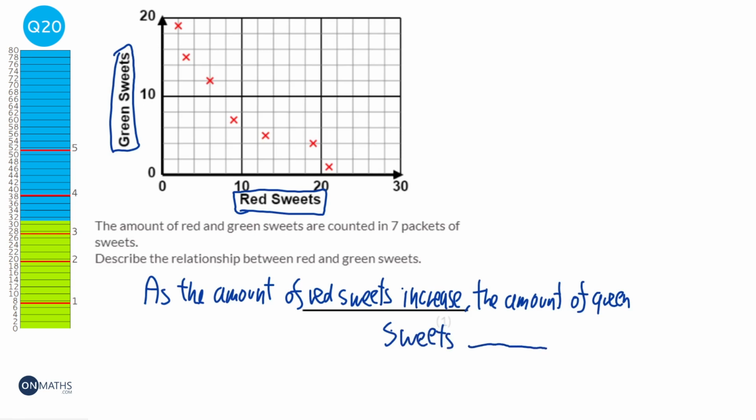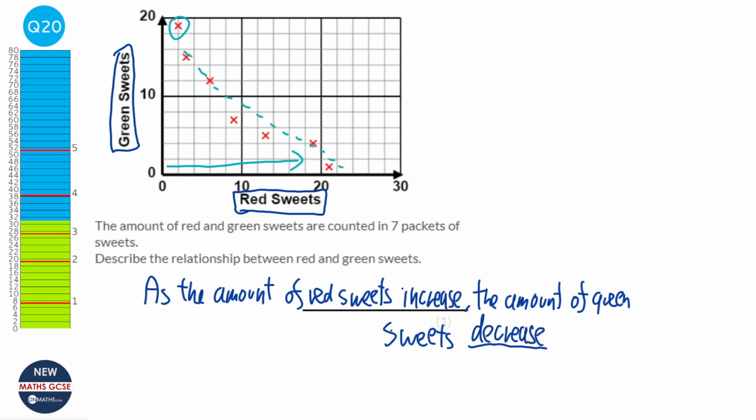So what we do is we look at what happens as we're going to the right. As red sweets increase, what's happening to the green sweets? Well, the green sweets start really high and then slowly go down and down. So the word here is decrease.